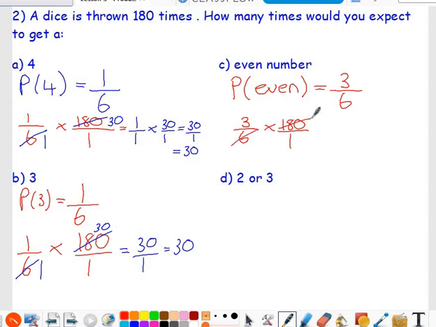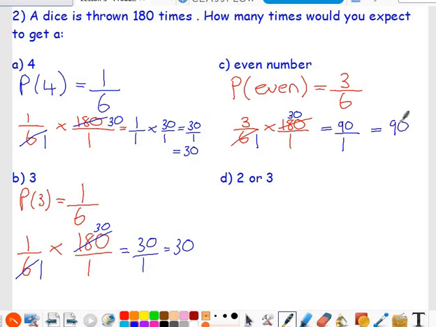So 6 goes into 6 once, 6 goes into 180, we know that's 30 times. Multiplying the tops, 3 times 30 is 90, 1 times 1 is 1. So we end up with 90.